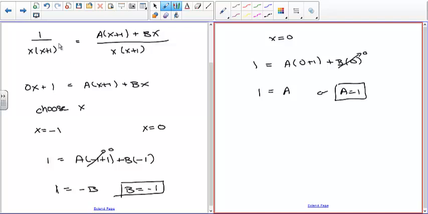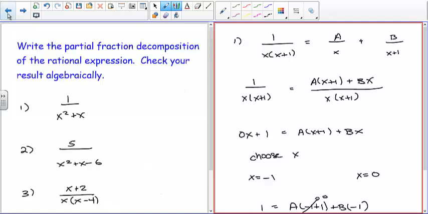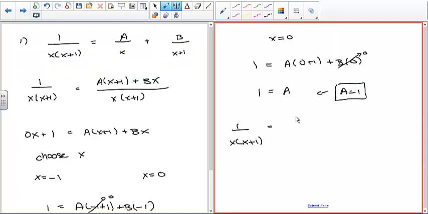And so our original fraction, 1 over x times x plus 1, is equal to, well, we had a over x. So a is 1 over x. And then we had plus b, but b is -1, so it's going to be -1 over x plus 1.